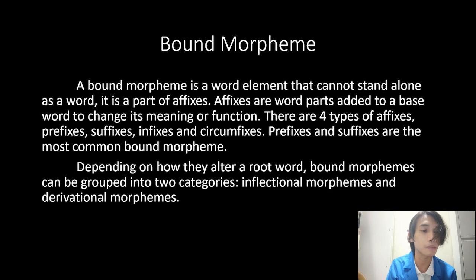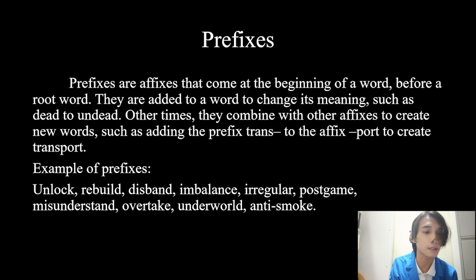Then I will talk about bound morphemes. A bound morpheme is a word element that cannot stand alone as a word. It is part of affixes. Affixes are word parts added to a base word to change its meanings or function. There are four types of affixes: prefixes, suffixes, infixes, and circumfixes. Prefixes and suffixes are the most common bound morphemes. Depending on how they alter a root word, bound morphemes can be grouped into two categories: inflectional morphemes and derivational morphemes.